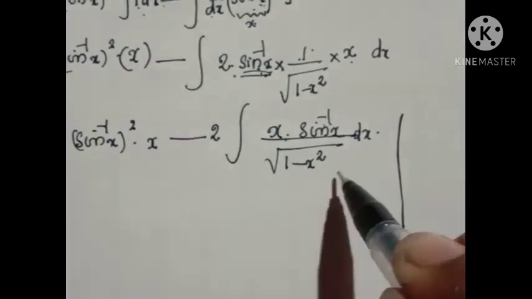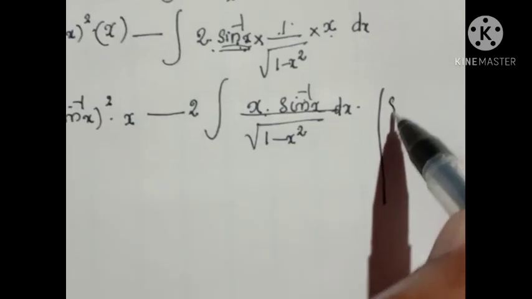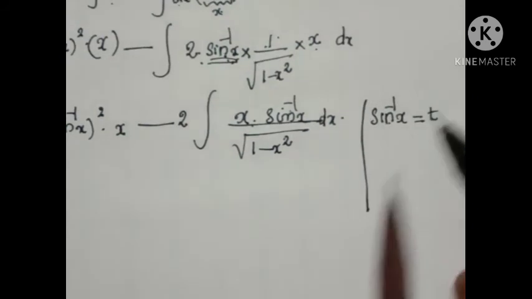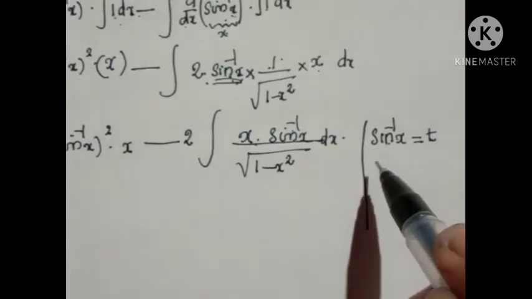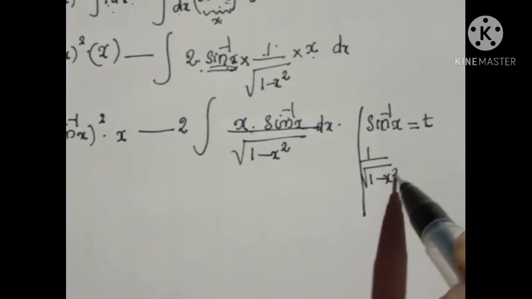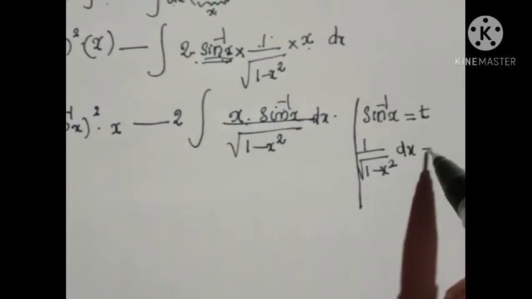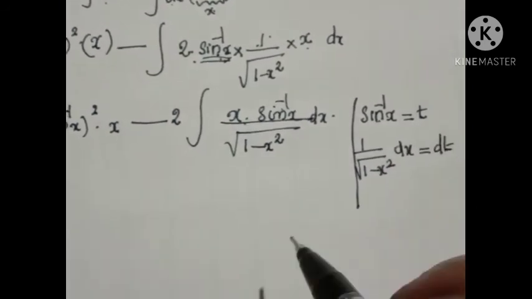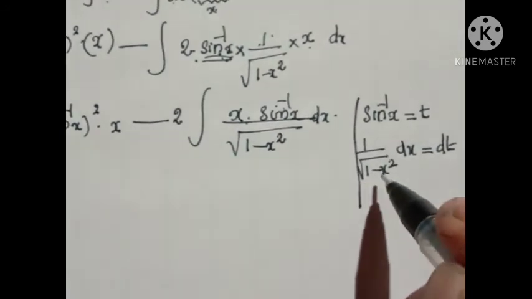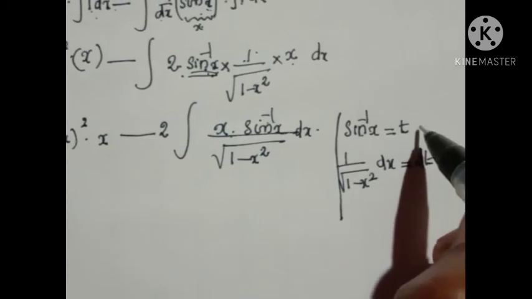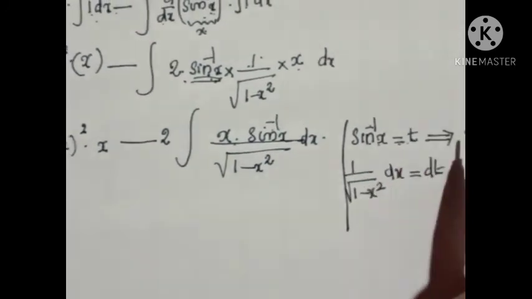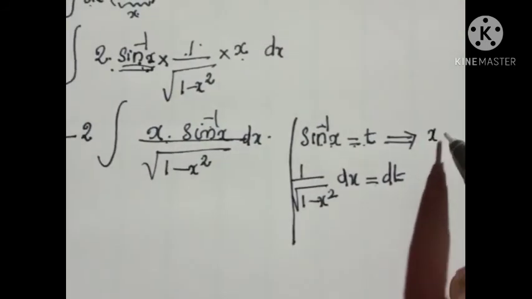So here we are going to apply the substitution method. Put sin inverse x equal to t. On differentiation, we can see that the left side is 1 by root of 1 minus x square dx, and the right side is dt. So 1 by root of 1 minus x square dx equals dt. Also, if sin inverse x equals t, then what is x?